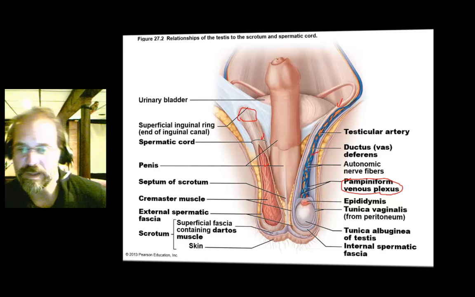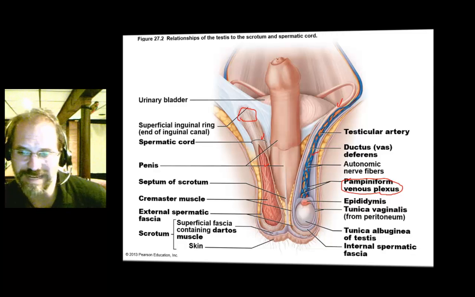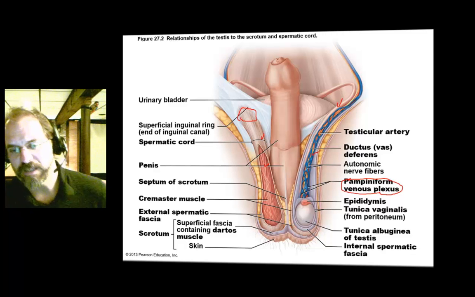All right. So within our spermatocord, we've got a fascia that covers it. And inside there, we have the pampiniform plexus, which are the testicular veins. We have the testicular artery, autonomic nerve fibers, and the ductus deferens. And that, again, makes up our spermatocord. And so that comes down and then closes the testes.